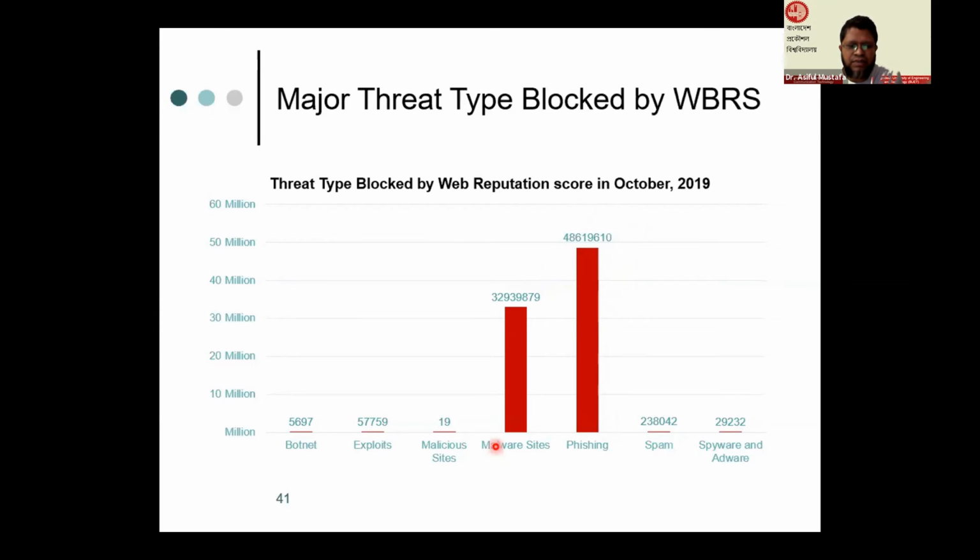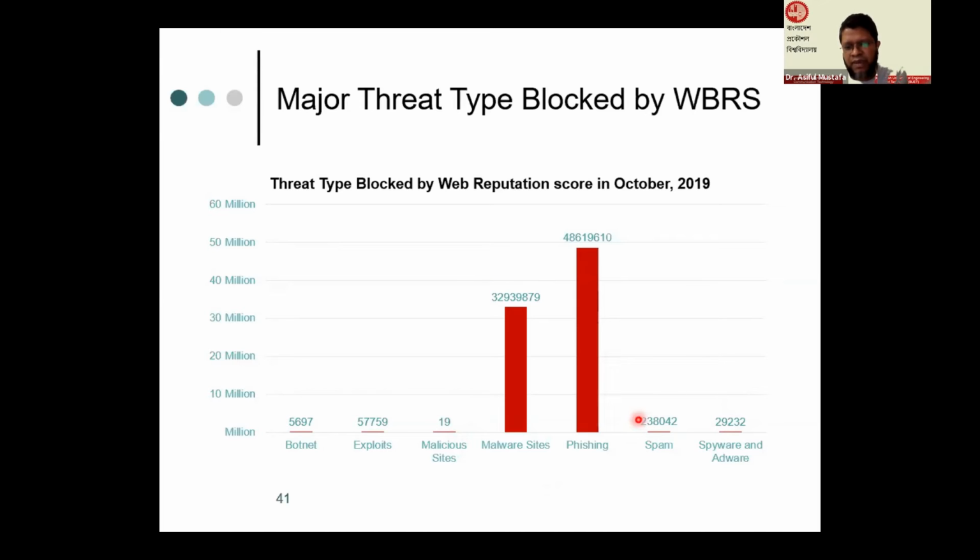Then there are also the malware sites that attacks come from. These malware sites are over 30, I think almost 33 million. So these two are actually most of the attacks that we received. This is for October. There are also attacks from malicious sites. Cisco, the device that we use, actually categorizes these types of attacks when they block a transaction.